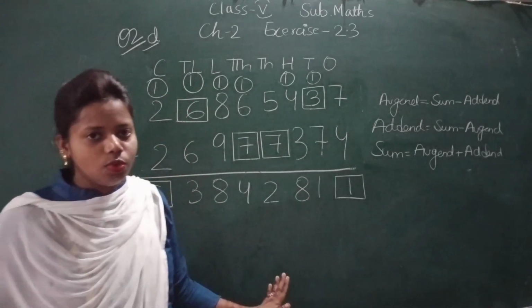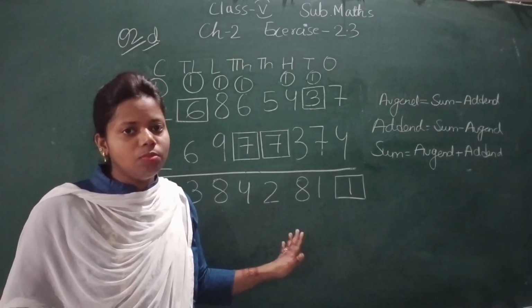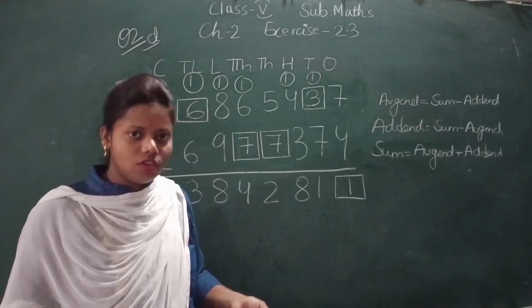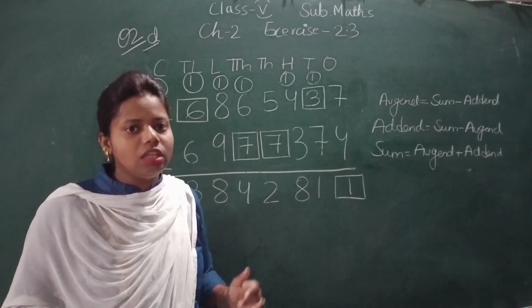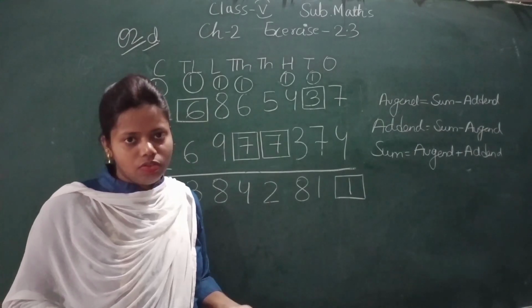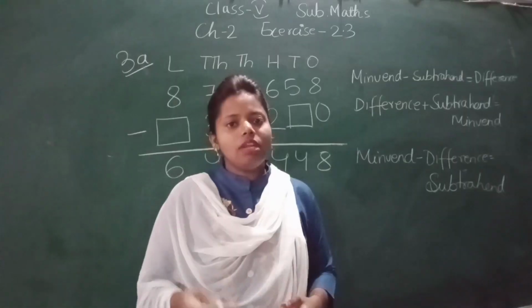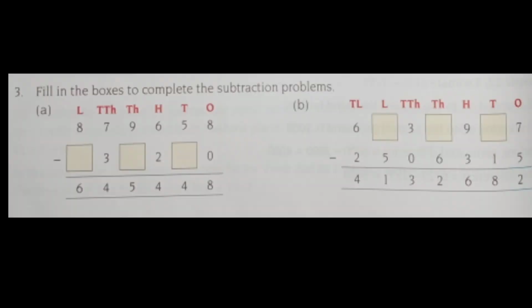So in this way you will fill the boxes. Okay, you will fill the missing boxes and you will complete the addition. Okay, now let's do question number 3. There we have to fill the boxes, but that one we have to do by subtraction. We will complete the boxes. Okay, now let's see what question number 3 is. Question number 3 is: fill in the boxes to complete the subtraction problems.